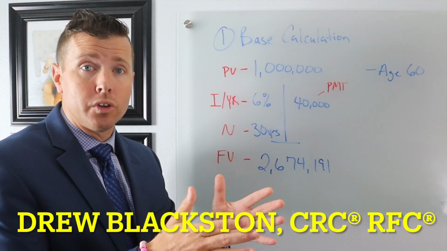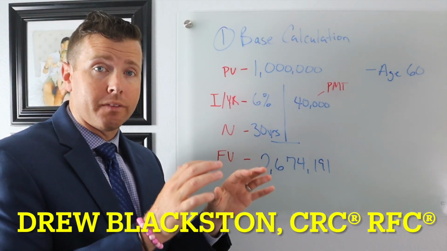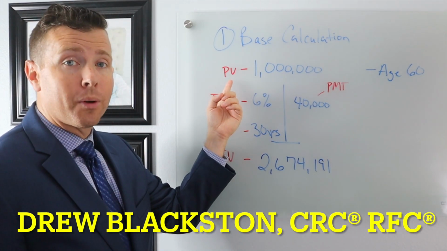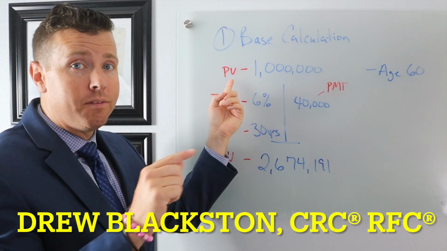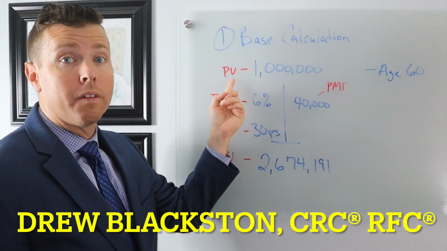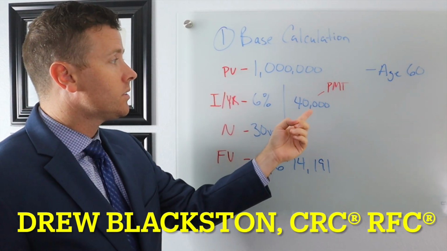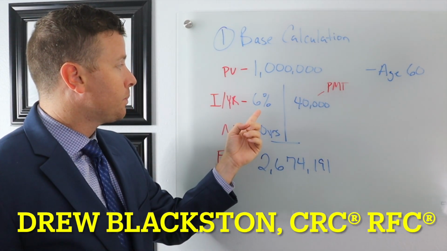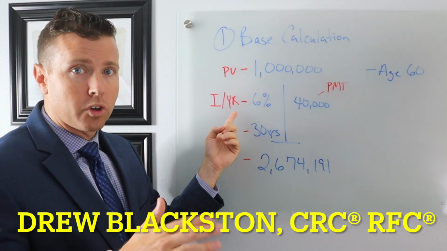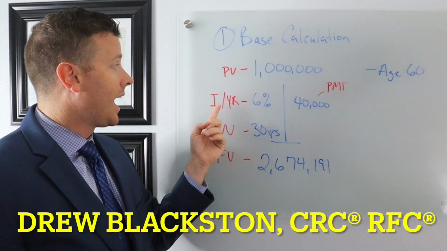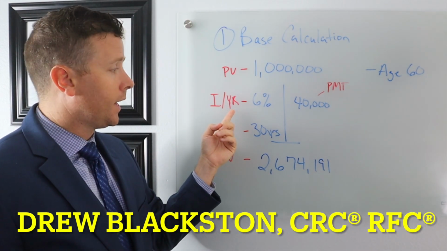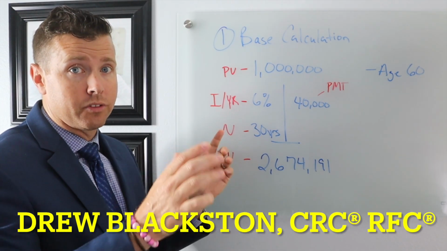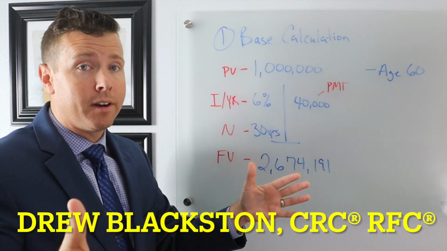So if you're on Google or you have a calculator and you're doing a future cash flow calculation, $1 million is your present value, okay? You hit PV on your calculator or on the computer. $40,000 is your payment, PMT, on the calculation. 6% is your interest per year. That's our rate of return. So on the calculator, it's I/YR, okay? 30 years is our N, our number of periods. 30 years, right? 30 periods.